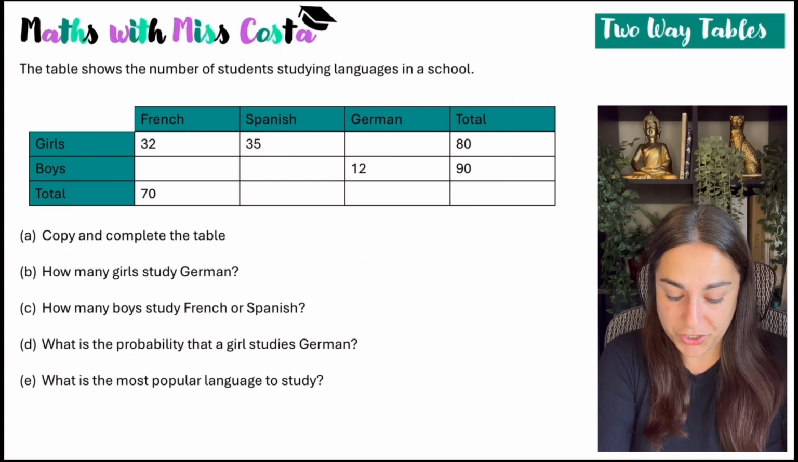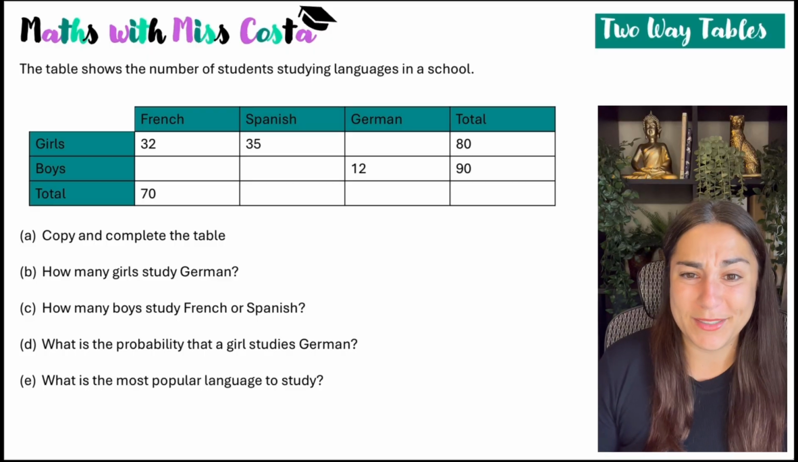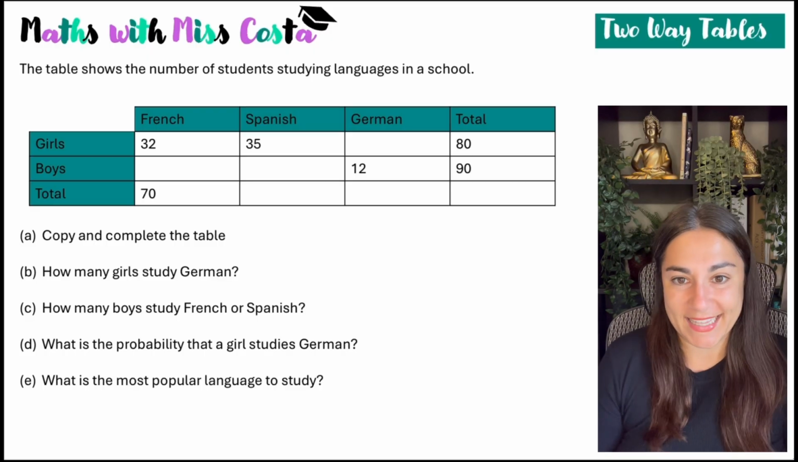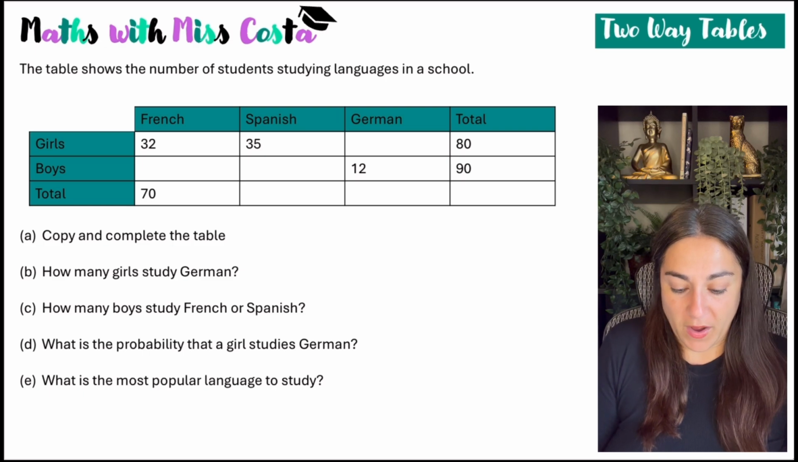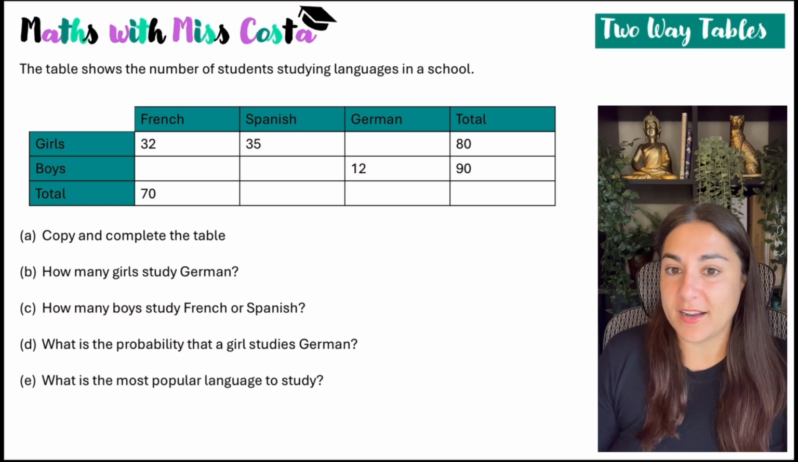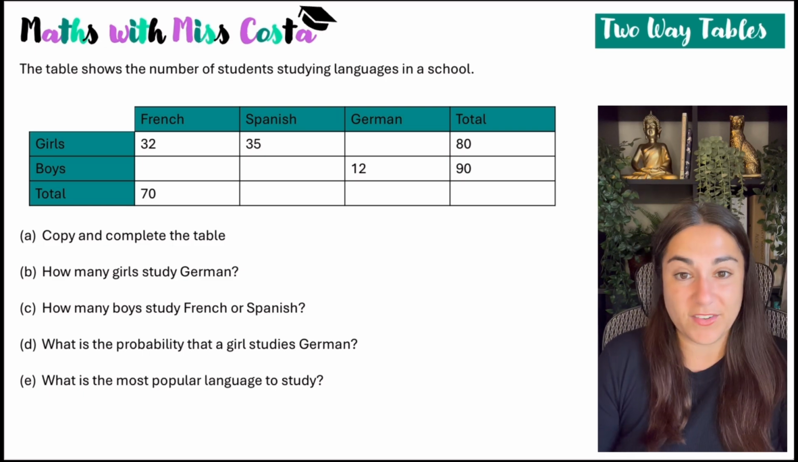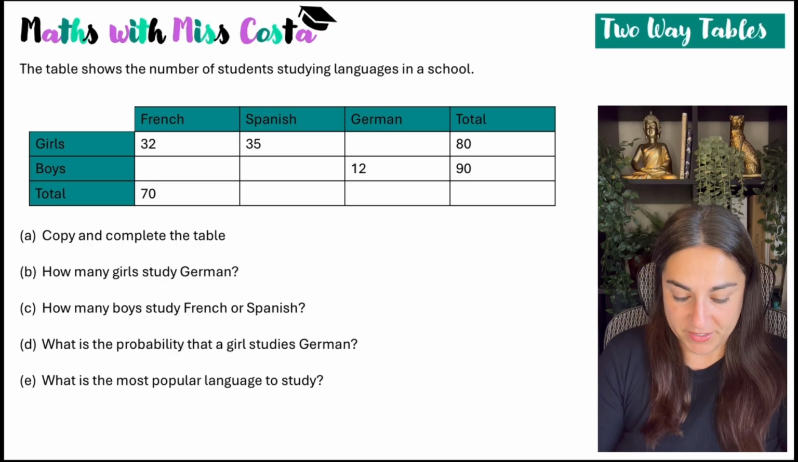Okay, next we've got two-way tables. Two-way tables are really fun. They're just like filling in the missing things, being a detective and finding the missing numbers. I'm given some bits of information and I need to work out the other bits. And all I'm going to do is either add or subtract to get my totals.